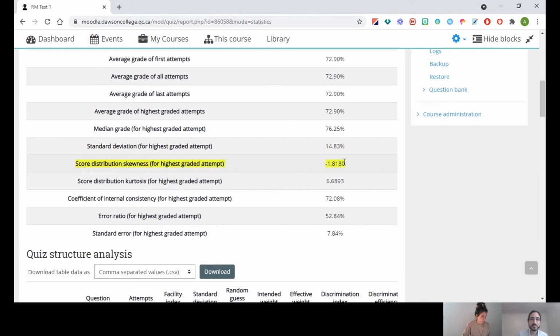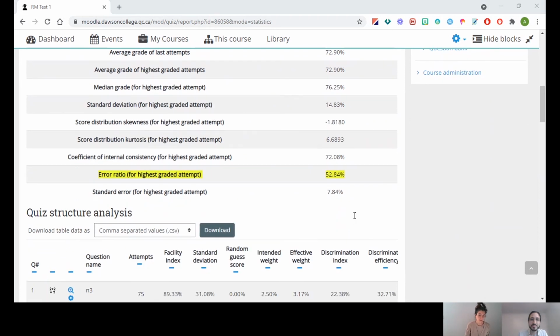Another score which is useful is the skewness. A positive value would be a right tail, and a negative value would be a left tail. The suggested value is to have around -1. If it is too negative, as in this case, what it means is that our test didn't do a good job at discriminating among the high achievers. The error ratio tells us to what extent the differences in grades is due to chance. So we'd want that to be as small as possible.